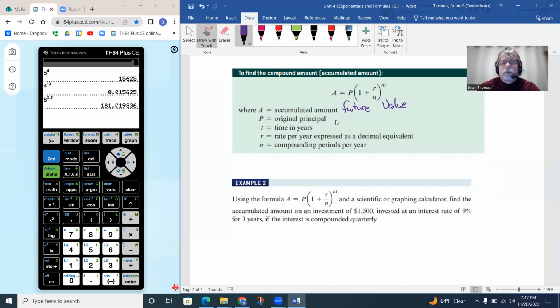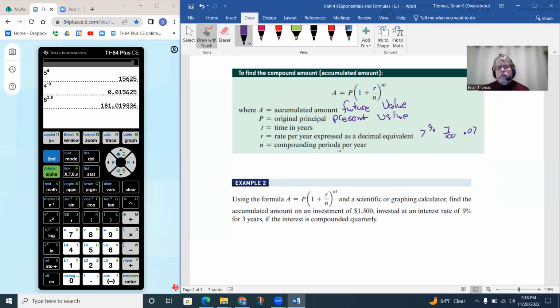P is our original principal, or our present value, if you will, what we have now, what we start with. T is time in years. R is the interest rate per year, and usually it's going to be expressed as a decimal. So if they gave you 7%, we have to change that to 7 divided by 100, or in other words, 0.07. So remember, when you divide by 100, you move the decimal 2 places to the left.